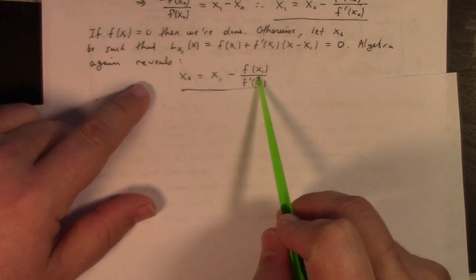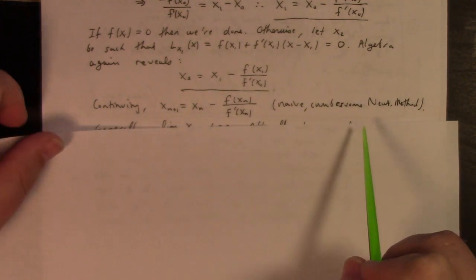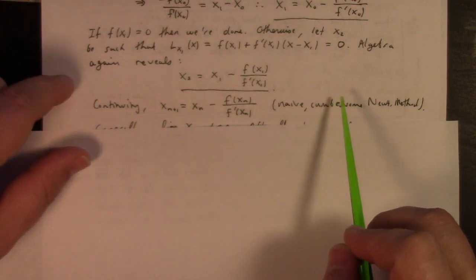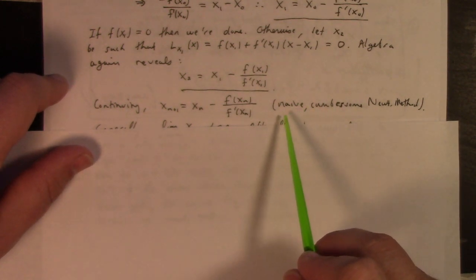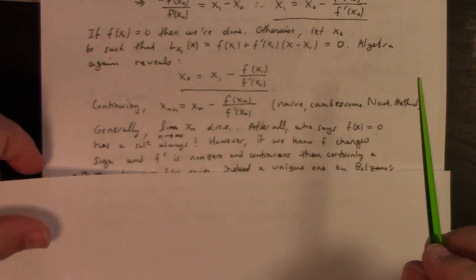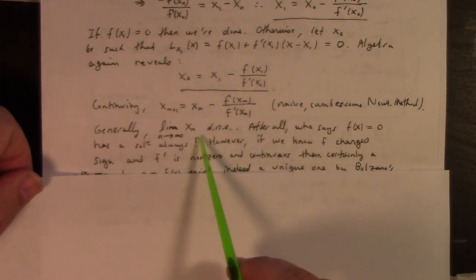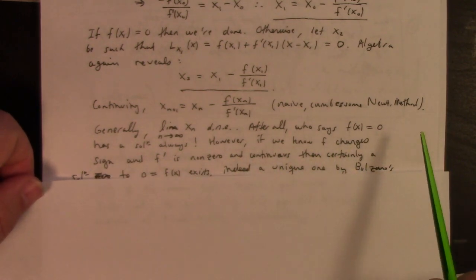And call that x2. Ideally, this gives us a way of zooming in to the possible zeros of a function. This is the naive, cumbersome Newton's method. Generally speaking, actually, it doesn't converge. There are various persnickety things that can happen.